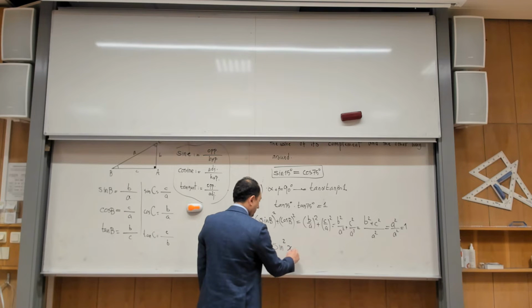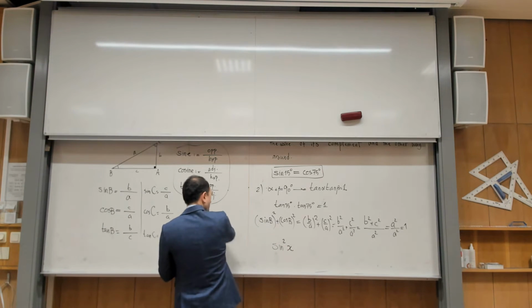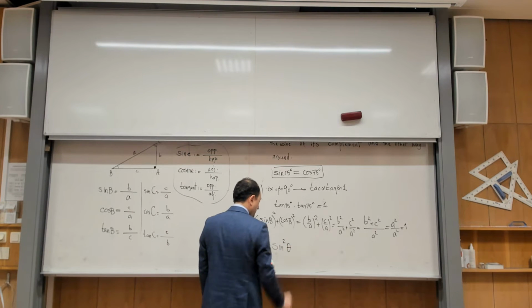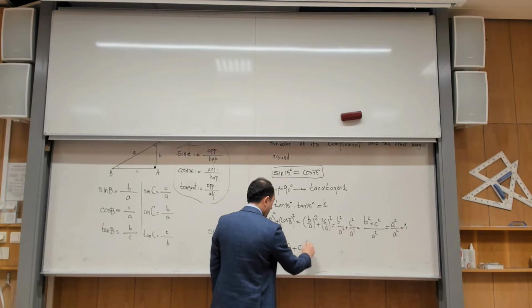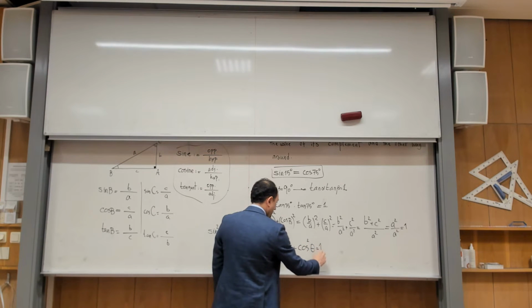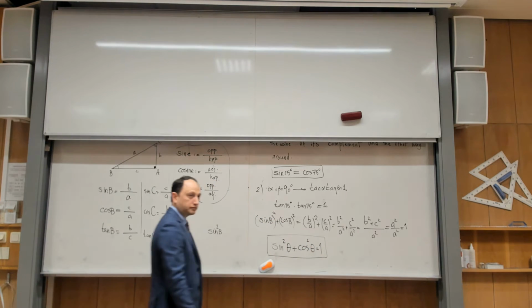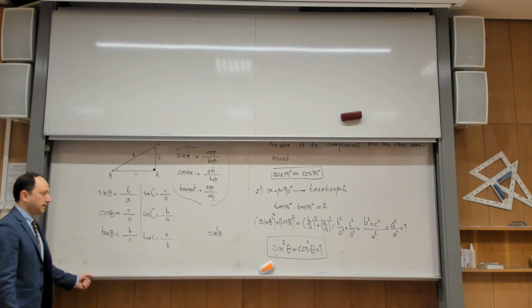Sine squared of an angle. Let me write theta. Usually Greek letters are used to denote angles. It doesn't matter, of course, but let me use theta. Sine squared theta plus cosine squared theta is equal to 1, regardless of the value of the angle theta.